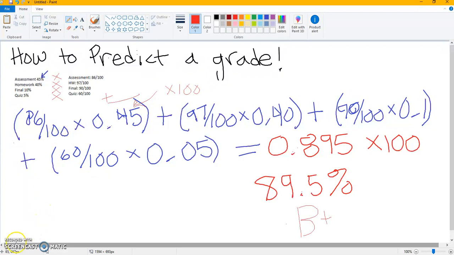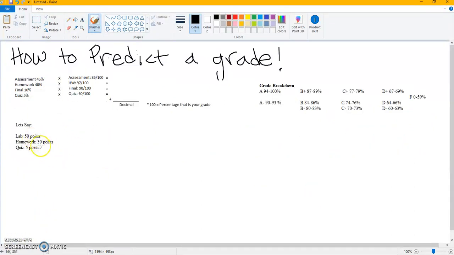For instance, alright, I wanted to give you an example of how to work this. But then I thought you might want to know the grade breakdown. So then I made this look prettier.